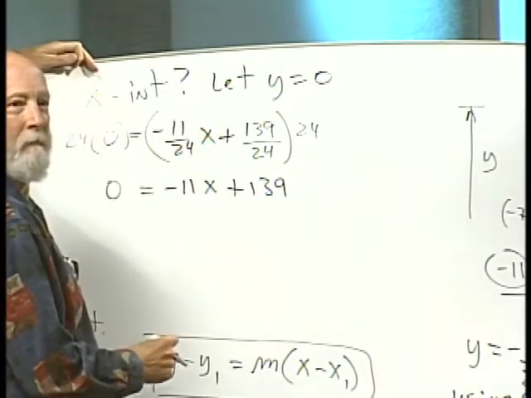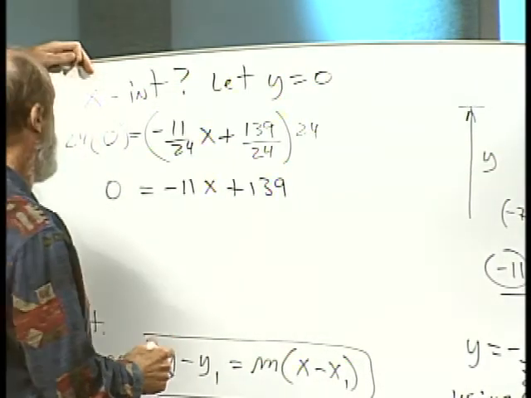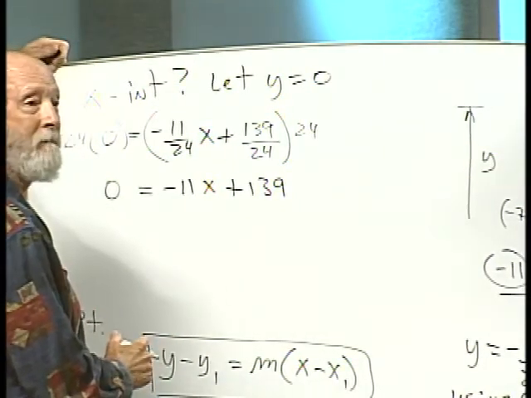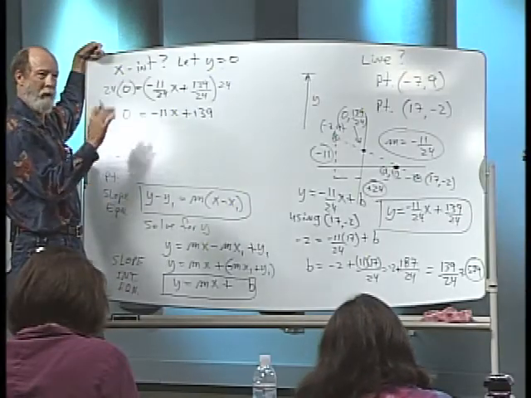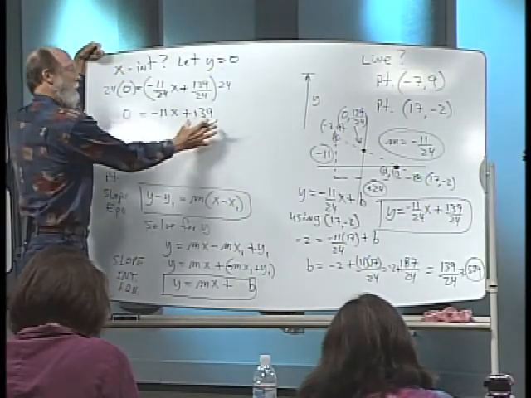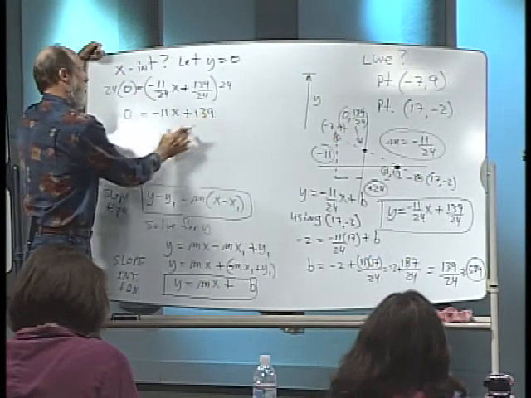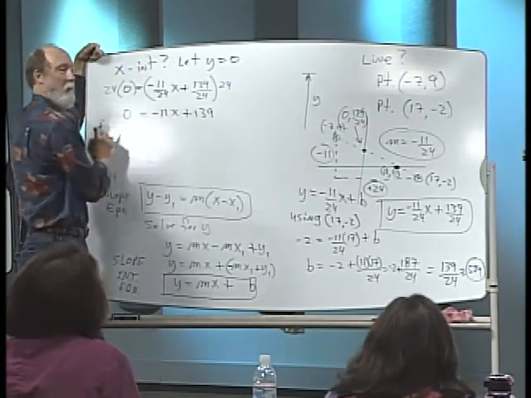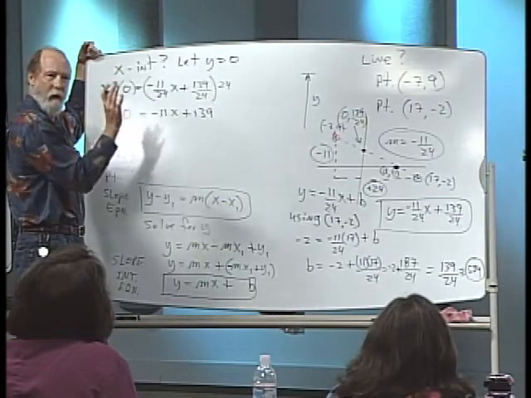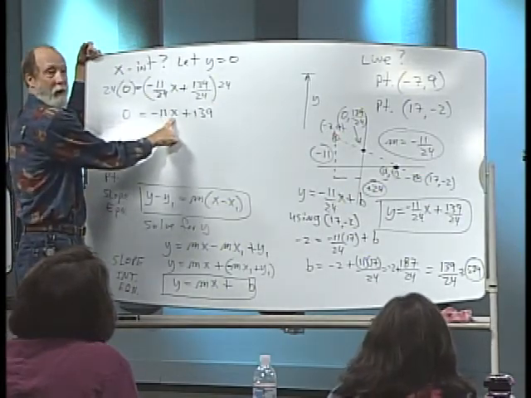Everybody okay? Catch me if I make a mistake. Now what? Subtract 139. Now, what you normally would think of doing from your background is to kick the 139 over and then divide both sides by negative 11. A preferred way, we know we want x to be by itself, don't we?